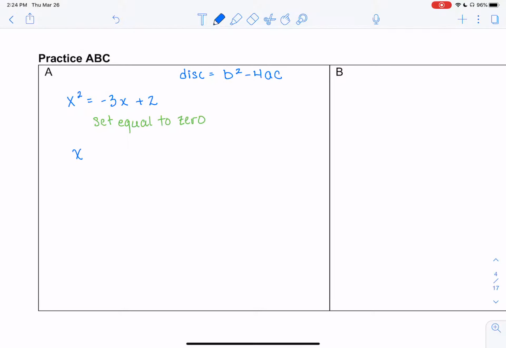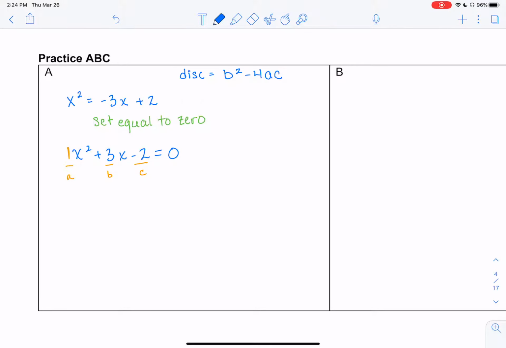When I move everybody over to the left, it becomes a plus 3x and a minus 2 because it changes sides. Now it's equal to 0. And why did I do that? So I have my a, b, c values correct. My a value is 1. My b value is 3. My c value is negative 2. You don't have to label it, but if that's helpful, there is your label.